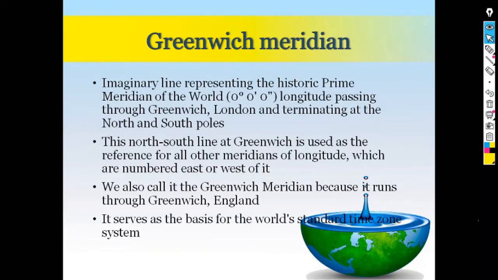Greenwich meridian is an imaginary line representing the historic prime meridian of the world, that is 0 degree 0 minutes and 0 seconds longitude, passing through Greenwich, which is located in London, and terminating at the north and south poles. This north and south line at Greenwich is used as the reference for all other meridians of longitude, which are numbered east or west of it.